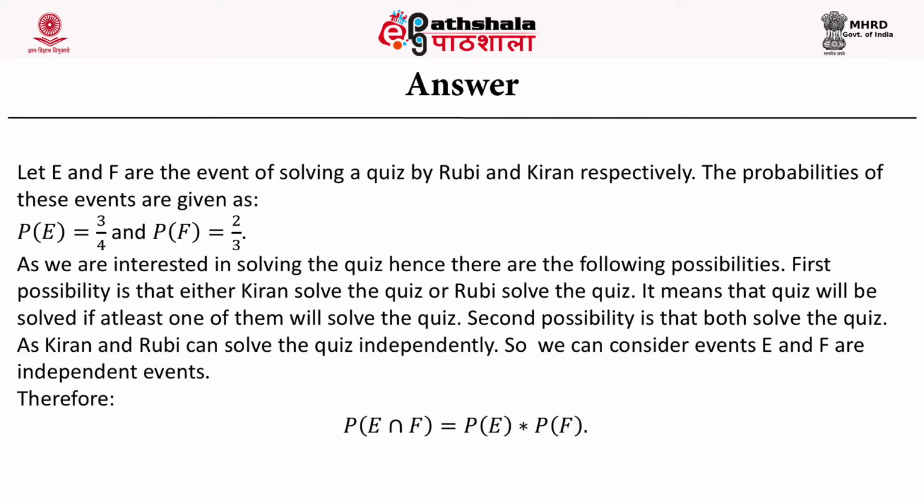Second possibility is that both solve the quiz, as Kiran and Ruby can solve the quiz independently. So we can consider events E and F are independent events. Therefore, probability of E intersection F is equal to probability of E times probability of F.